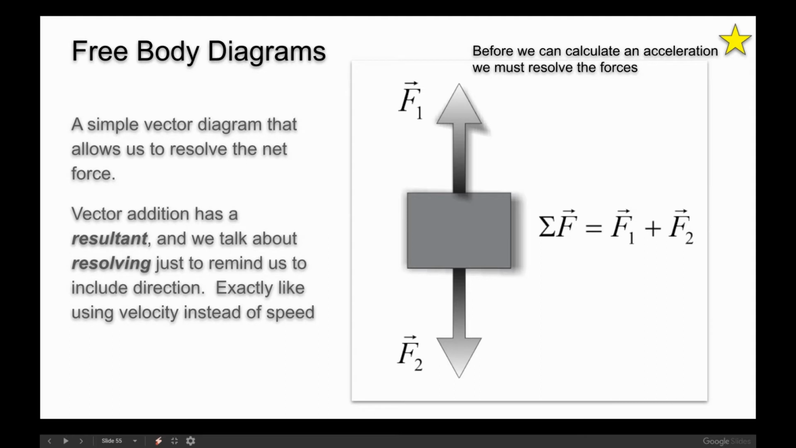In order to do a free body diagram, what we do is draw the diagram, put the forces on it, and calculate the sum. If you add up numbers, you call it a total. If you add up vectors, they call it a resultant. And we talk about resolving them, which is basically the same as solving them. This is just done to remind you to include direction.